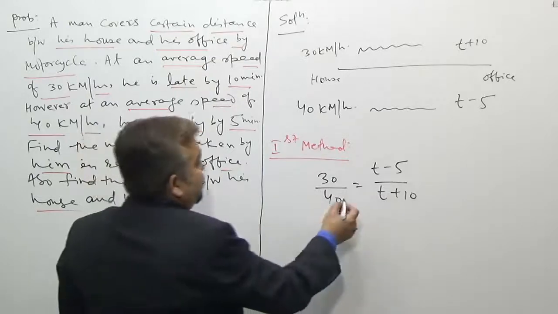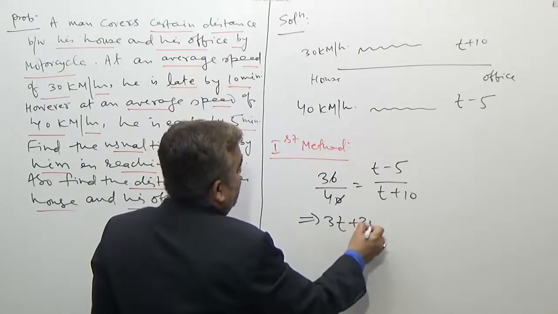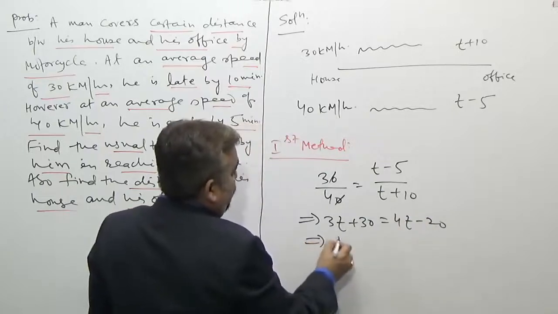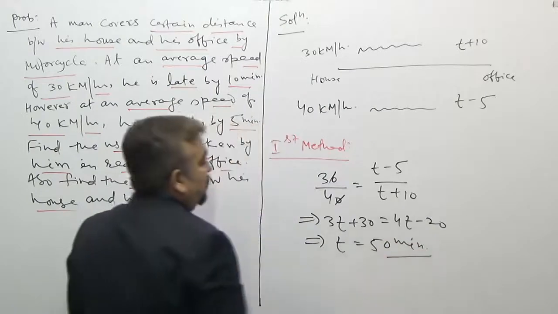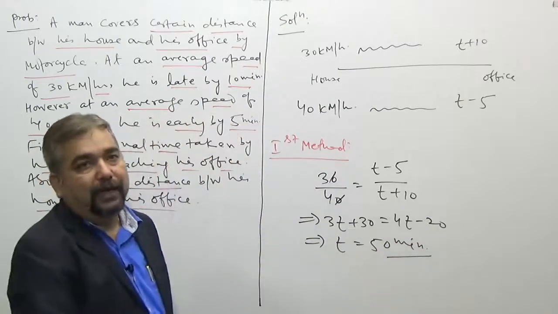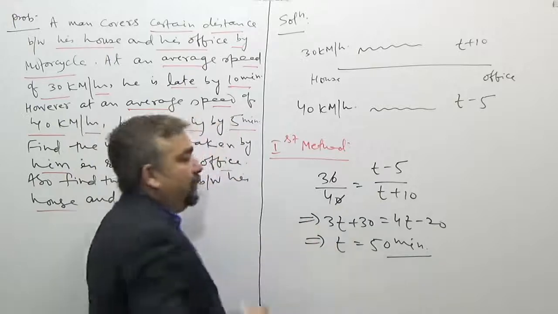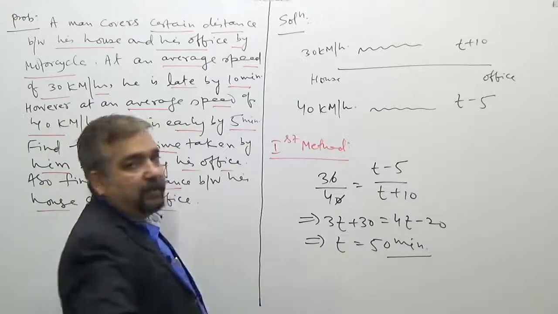Now solve this, 0, 0 cancel. We have 3t plus 30 equal to 4t minus 20. So t equal to 50 minute. So normal time taken is 50 minute. So we have found normal time, 50 minute.